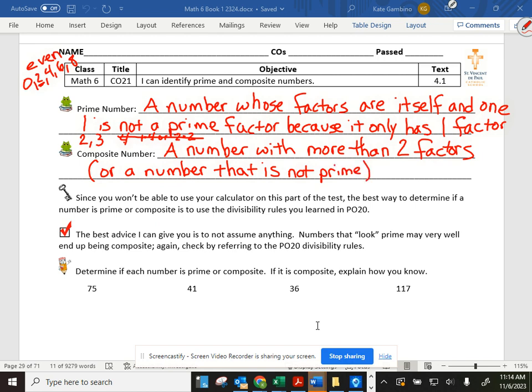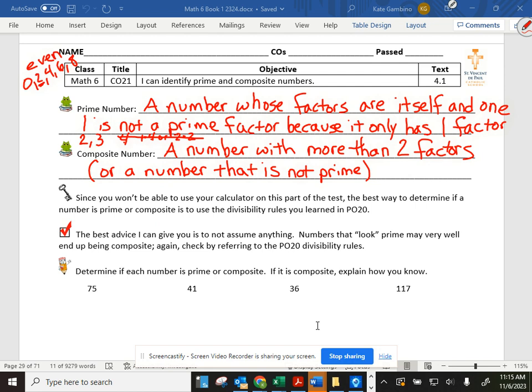Since you won't be able to use your calculator on this part of the test, the best way to determine if a number is prime or composite is to use those divisibility rules from that last objective. That's why I was going over and over it last week, because we're using it now. What we did last week, we need to know those rules. Can I divide it by 2? Can I divide it by 3? Can I divide it by 4?